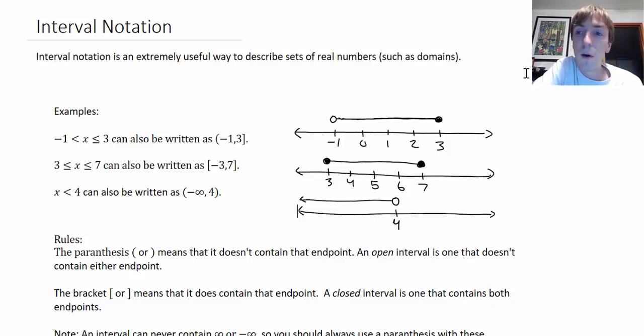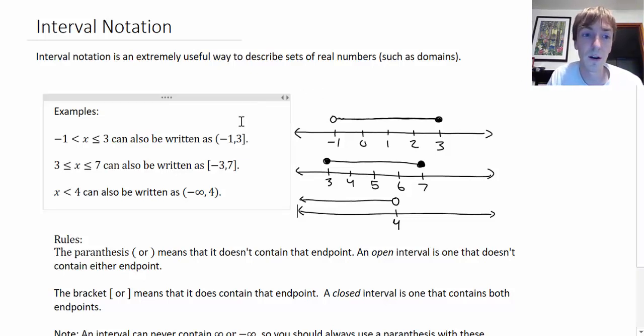Okay. So an interval is basically the set of numbers between two values. And I think the best way is to go straight into the examples here. All 3 of these examples that I've written here are intervals. Let's take a look at the first one. There's the interval between -1 and 3. So -1 less than x, less than or equal to 3, can also be written in interval notation as parenthesis -1, 3 bracket.